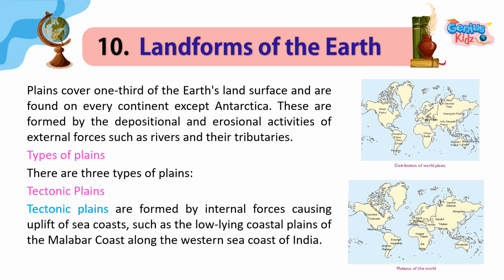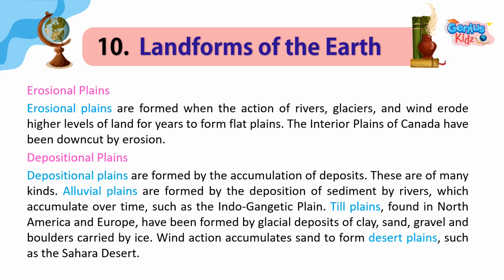Tectonic plains. Tectonic plains are formed by internal forces causing uplift of sea coasts, such as the low-lying coastal plains of the Malabar coast along the western sea coast of India. Erosional plains. Erosional plains are formed when the action of rivers, glaciers, and wind erode higher levels of land for years to form flat plains. The interior plains of Canada have been downcut by erosion.